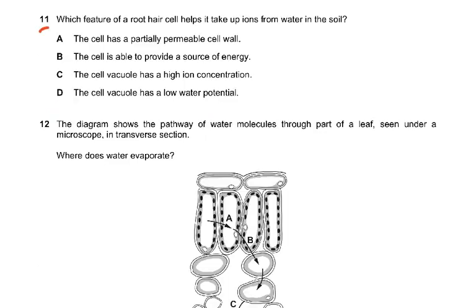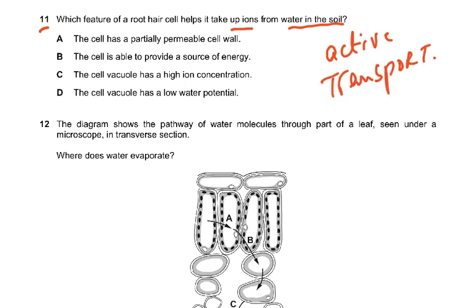Then coming to question number 11, which feature of a root hair cell helps to take up ions from water in the soil? Well, you've got to remember that ions are taken up by active transport. That's actually a part of the syllabus which you have to understand, and if you don't go through the syllabus, you don't remember these points. So it's active transport. If you look at the question, the cell has a partially permeable cell wall. It's not partially permeable, it's fully permeable. The root hair cell wall is fully permeable.